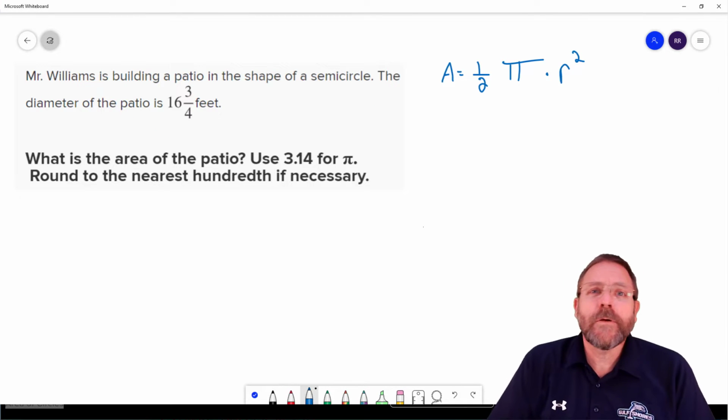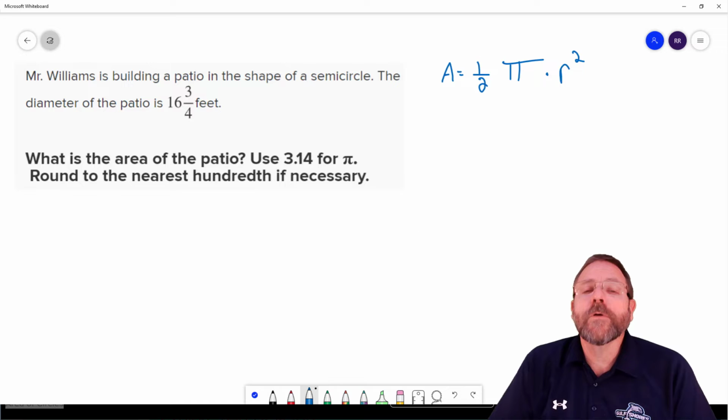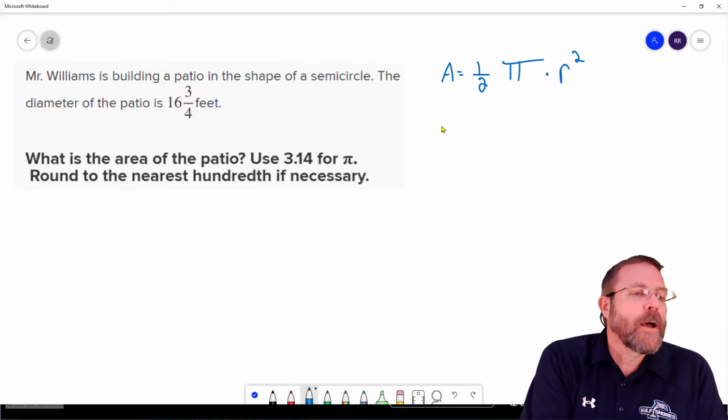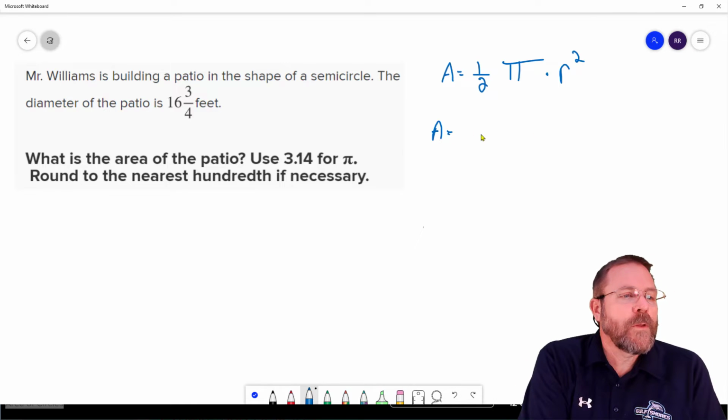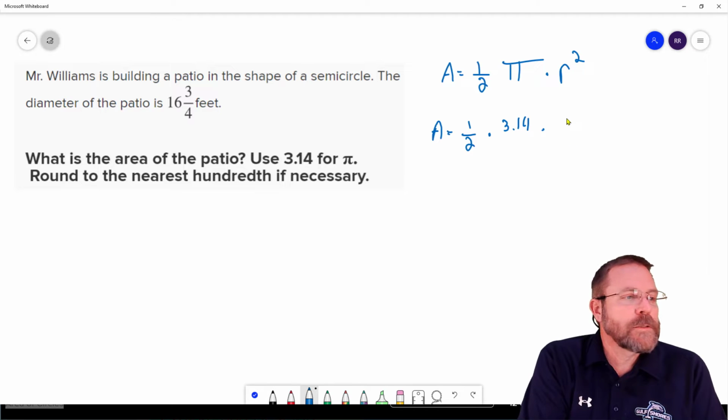That one's pretty tough, isn't it? I'll grant you, they kind of threw a hard one at you without totally prepping you for it, so let's do it together. I'm going to plug it in. Area is equal to 1/2. They say to use 3.14 for pi. That's 3.14 times, and the radius is going to be 16 3/4 feet. And of course, I'm sorry, that's not the radius.